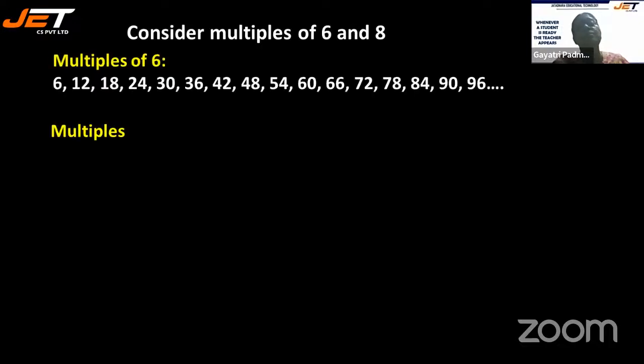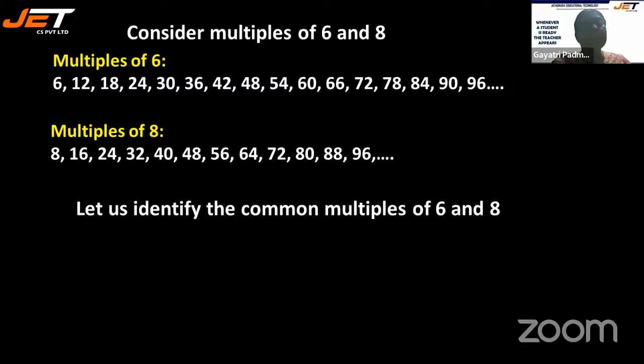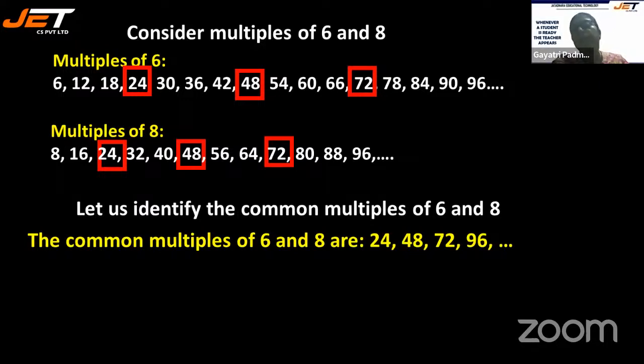Now what is a multiple of 6? It is 6, 12, 18, 24, 30, 36, and so on. Next, we are considering the multiples of 8, which are 8, 16, 24, 32, and so on. Now, let us identify the common multiples of 6 and 8. So, what are the common numbers? We have 24, 48, 72, and 96, and so on.